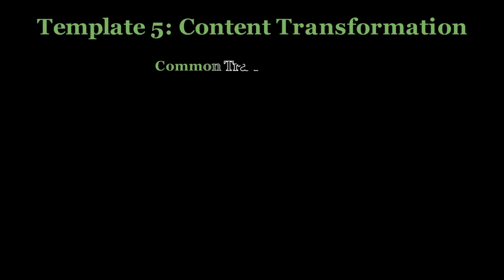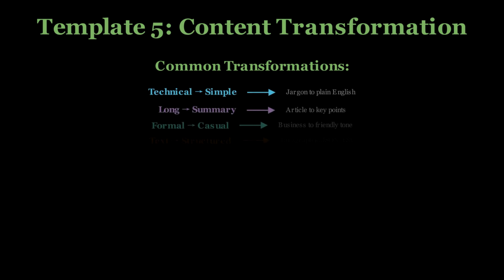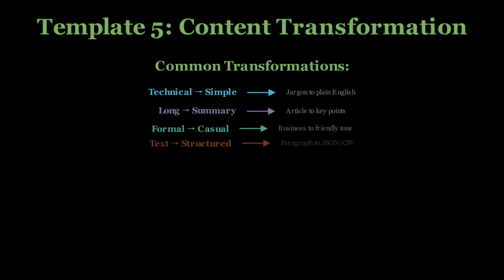Common transformations. Technical to simple language. Long articles to summaries. Formal business writing to casual friendly tone. Unstructured text to structured data like JSON or CSV. One template handles them all.